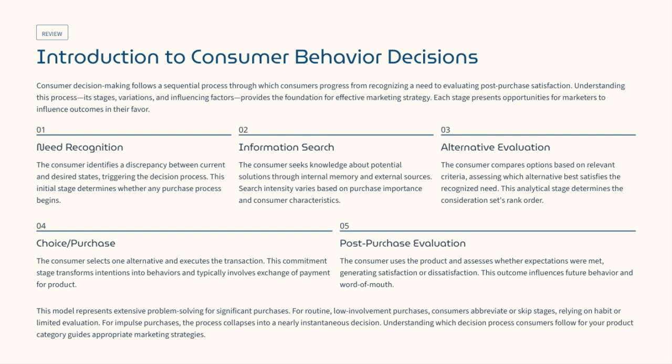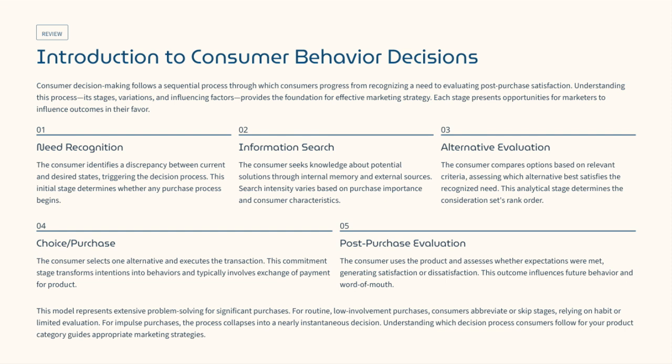The first is choice or purchase, where the consumer selects an option and completes the transaction. This is when intentions turn into actual behaviors, typically involving payment. Next is the alternative evaluation stage, where consumers compare options based on relevant criteria to determine which best satisfies their needs, effectively ranking their consideration set.